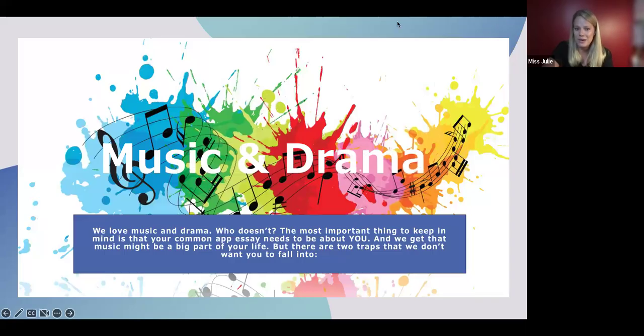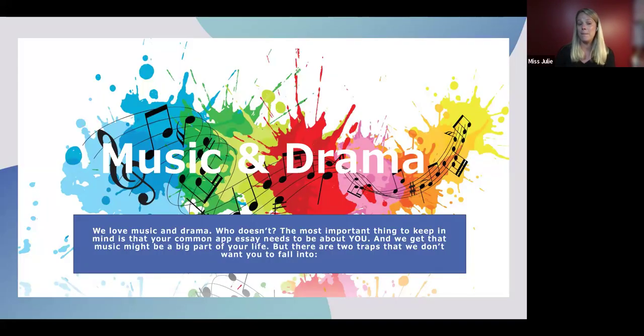Let's start with music. We all love music and drama. I play the piano. My children play the cello, the bass, the clarinet, the drums. I have lots of musicians in my family. Music is important to a lot of people. It's a big influence. The most important thing to keep in mind is that your Common App essay needs to be about you. That's going to be the focus on each one of these, right? Not just music or drama.